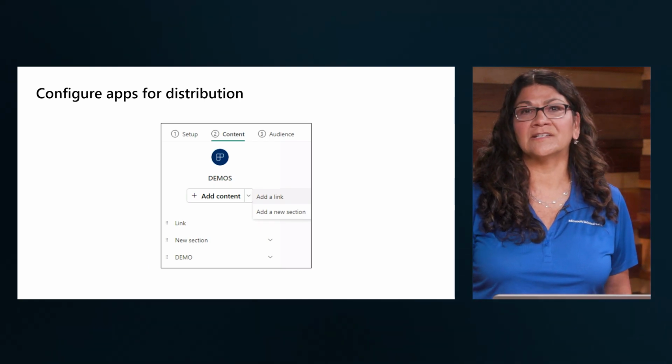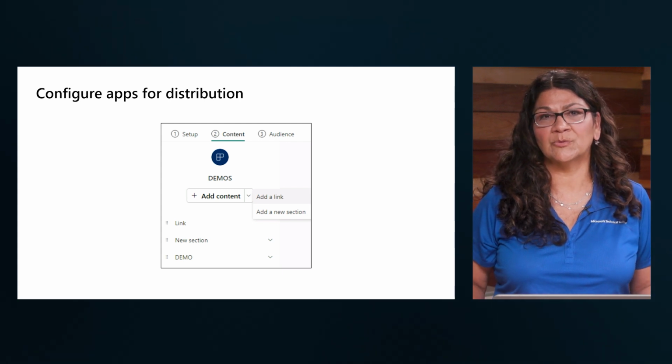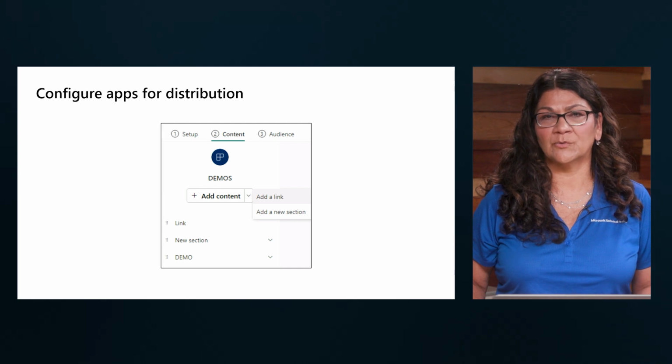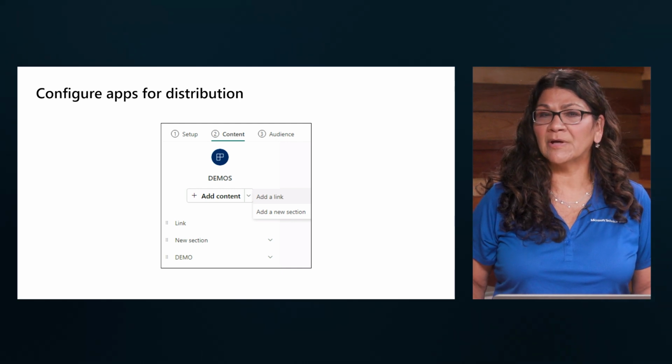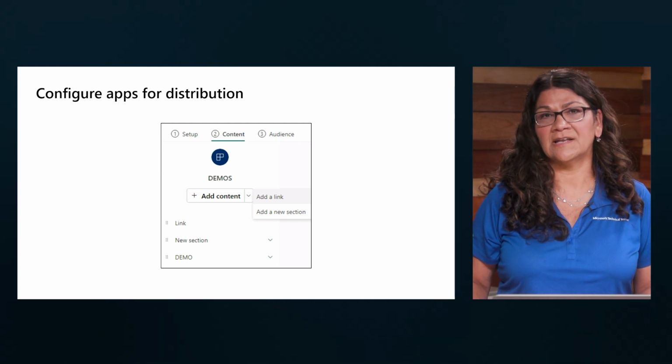The next step is the Content tab. Select the content to include in this app, the dashboards and reports that you'd like from this workspace, and they will be bundled together in an app. You can add sections, links, and reorder the content as needed.